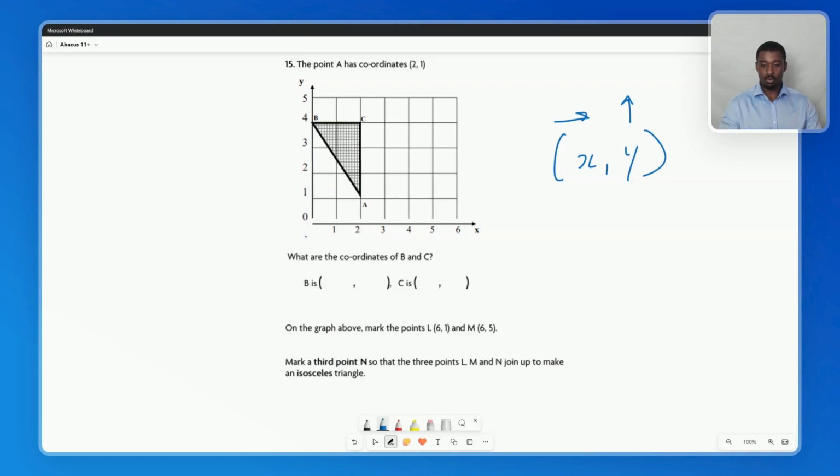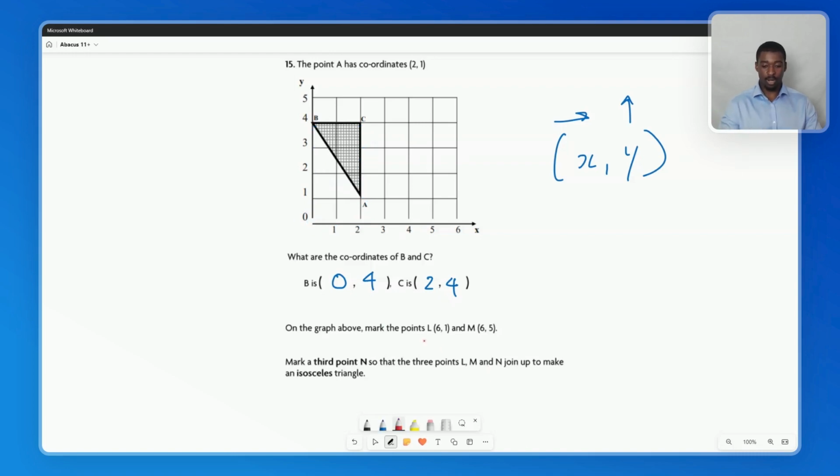Well, for B, we're not going any across, but we're going 1, 2, 3, 4 up. So 0 across, 4 up. For C, we're going 1, 2 across, and then 1, 2, 3, 4 up. So 2 across, 4 up. That's how we think, to the right and up.